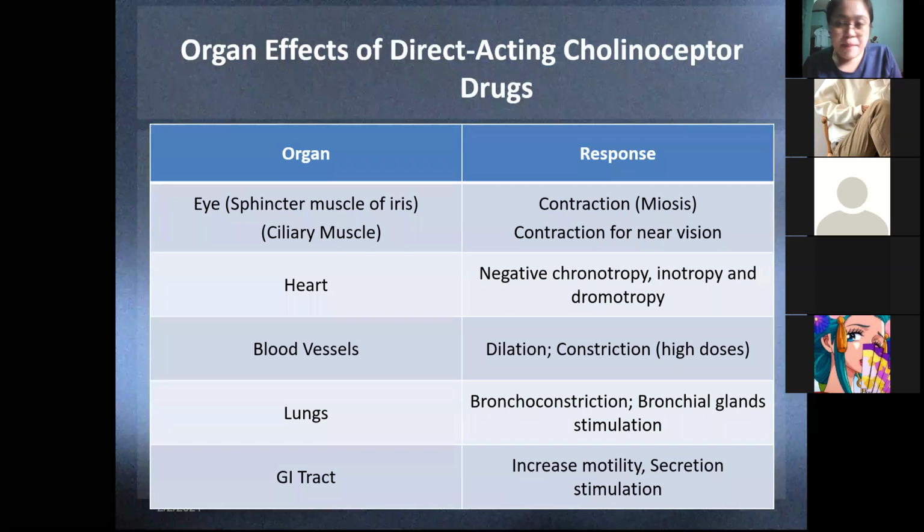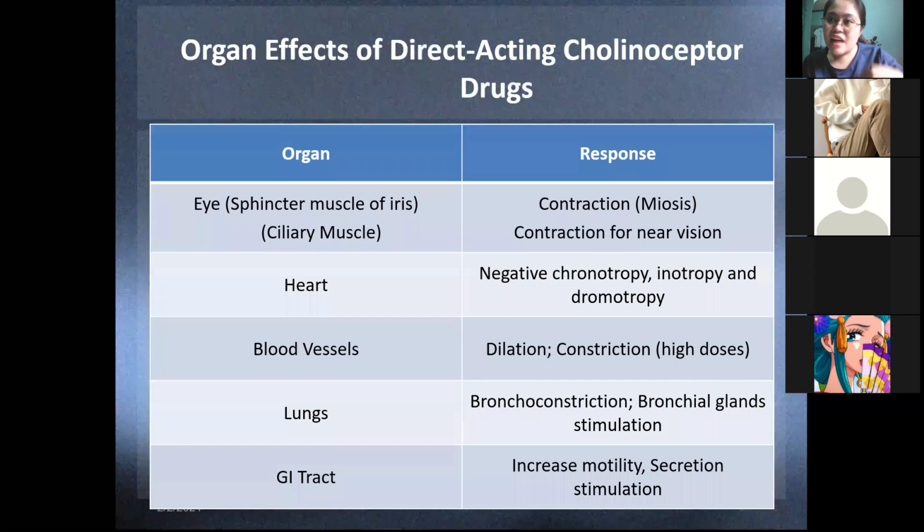So we have this in the eye: in the sphincter muscle of the iris itself, there will be contraction. When it contracts, it means your pupil constricts, so there will be miosis. But for the ciliary muscle of the eyes, it contracts to accommodate near vision. Now in the heart, since it doesn't fit the dumbbells, there is bradycardia.